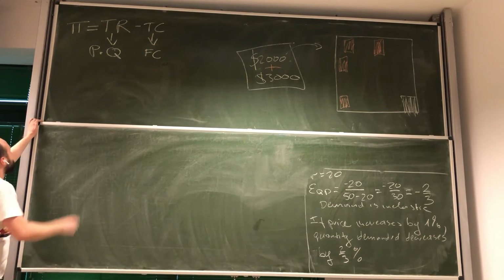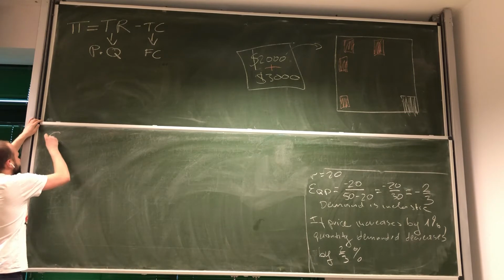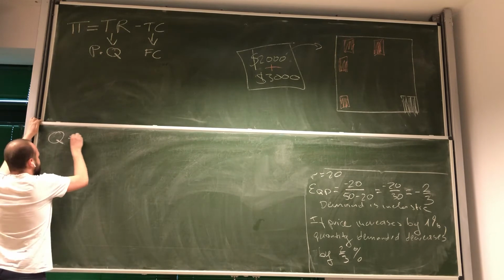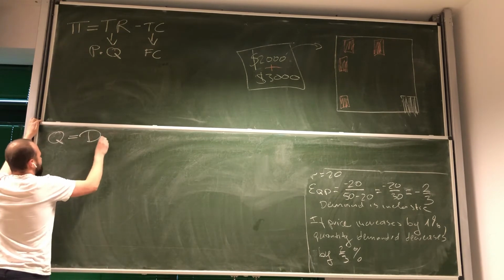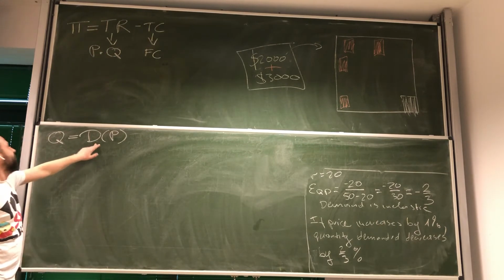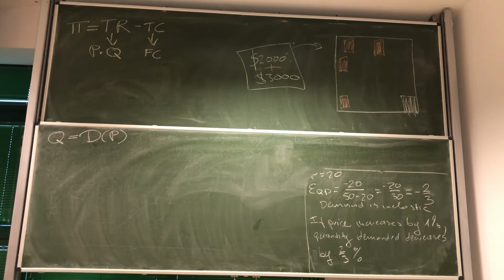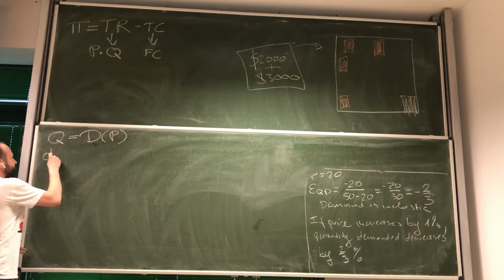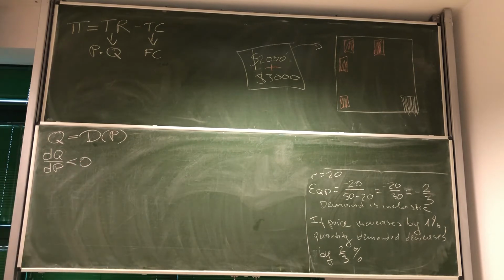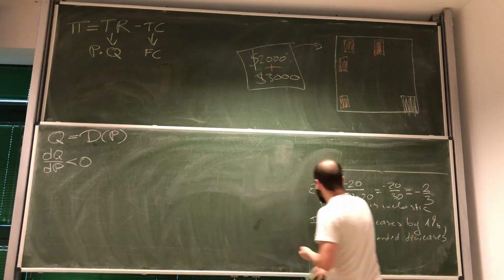Look, let's say that we have some demand function D of P. It doesn't matter what the form of this function is. It just needs to have the property of being a demand function. What does it mean? It means that the derivative dQ/dP is lower than 0. So the higher the price, the lower the demand, right? Makes perfect sense. Okay.